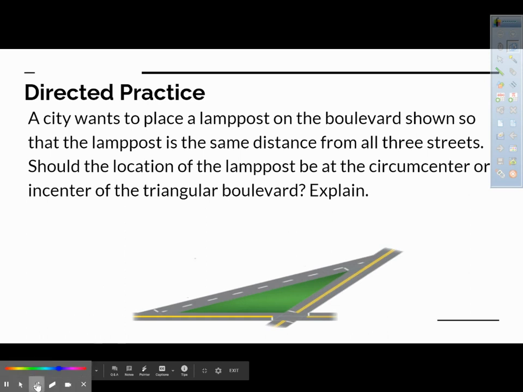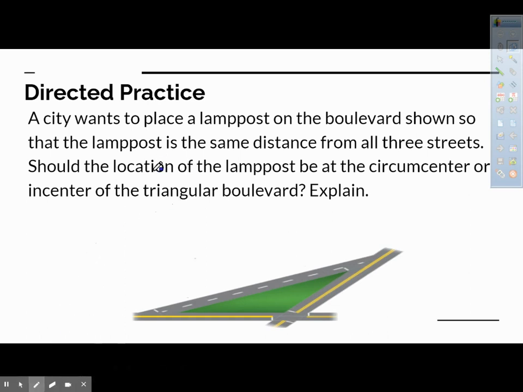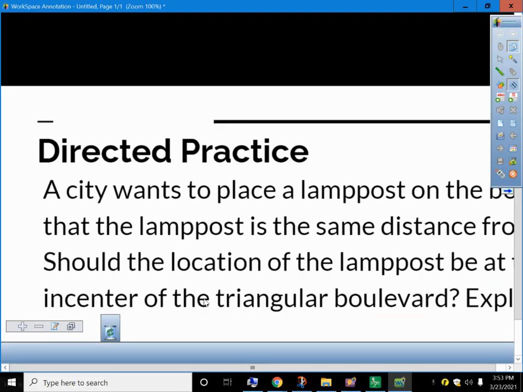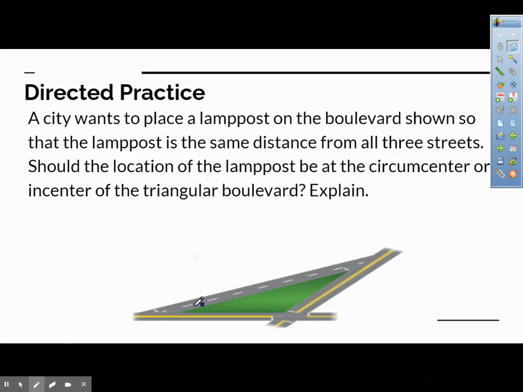A city wants to place a lamppost on the boulevard shown so that the lamppost is the same distance from all 3 streets. Should the location of the lamppost be at the circumcenter or the in-center of the triangular boulevard? Okay, so look at this like a triangle. Here's one side of the triangle. Here's another side. And there's the third side.